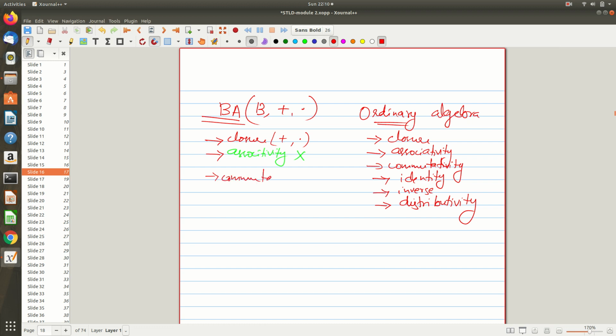Commutativity is there. Commutativity we need for both operators, that is plus and dot. Now what about the identity element? Identity also we need, right? Identity also we need, and we denote the identity with the notation 0 and 1. See, this is not the binary 0 and 1. As per the previous slide definition, this 0 corresponds to the identity element of plus.